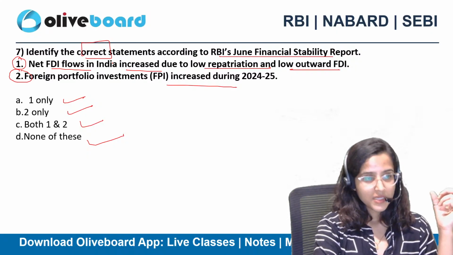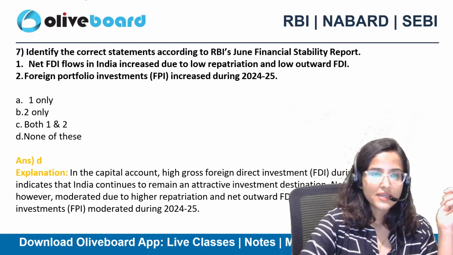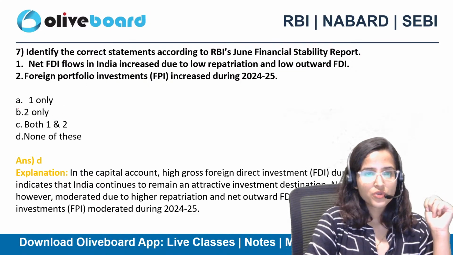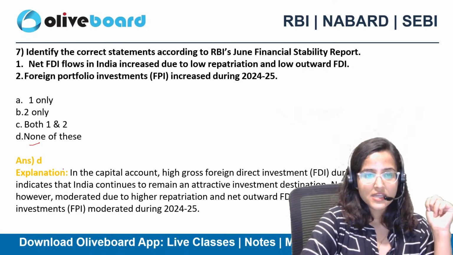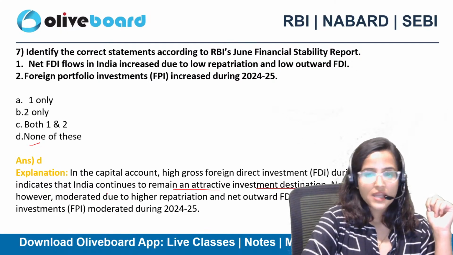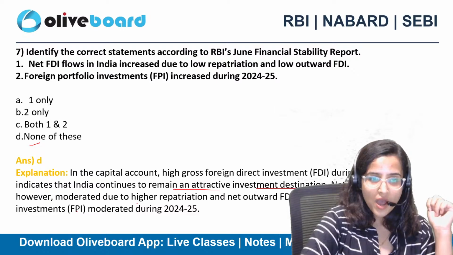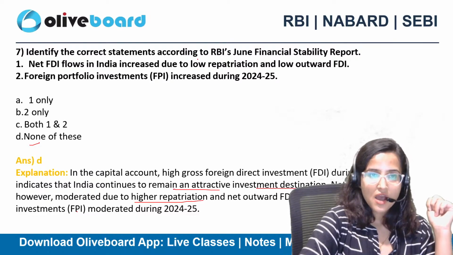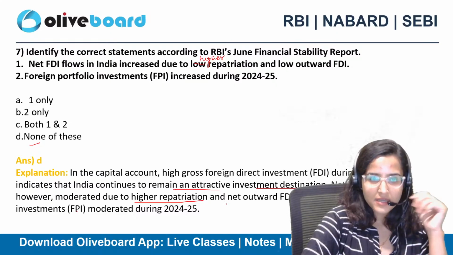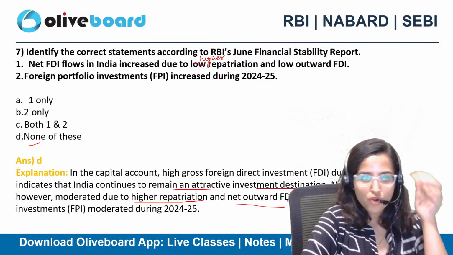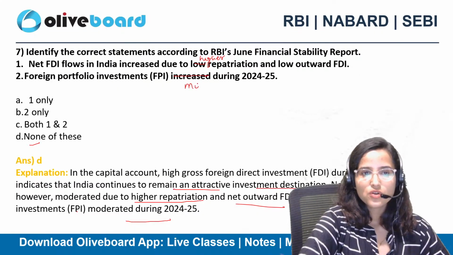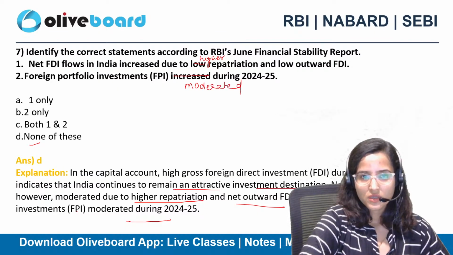Anurag is saying B. The answer to this question is D, none of these. In the capital account, high gross FDI during 24-25 indicates that India continues to remain an attractive investment destination. Net FDI flows moderated due to higher repatriation. So there was higher repatriation, not lower. So the first is wrong. And net outward FDI, foreign portfolio investments, moderated during 24-25. So not increased, moderated. ठीक है.